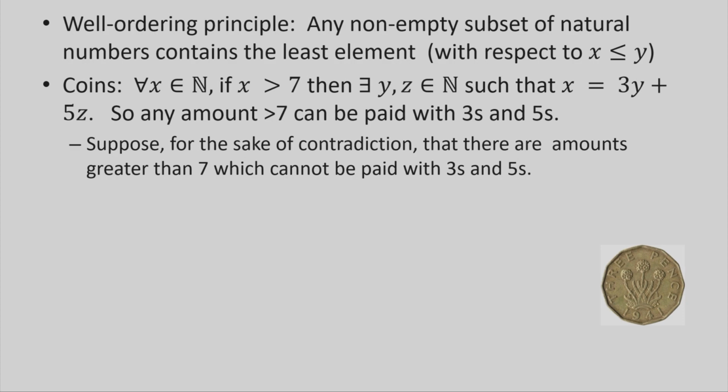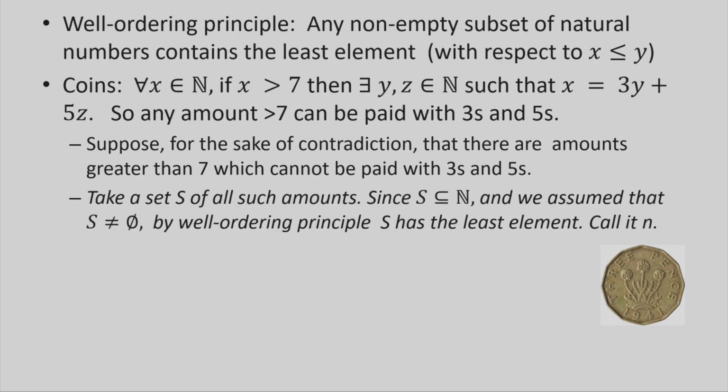Let's suppose that there is something greater than 7 which cannot be paid with 3's and 5's. Maybe there is one such thing, maybe there is more than one. Let's just take the set of all the numbers greater than 7 which cannot be paid with 3's and 5's: all the numbers x such that there are no y and z with x equal to 3y plus 5z.